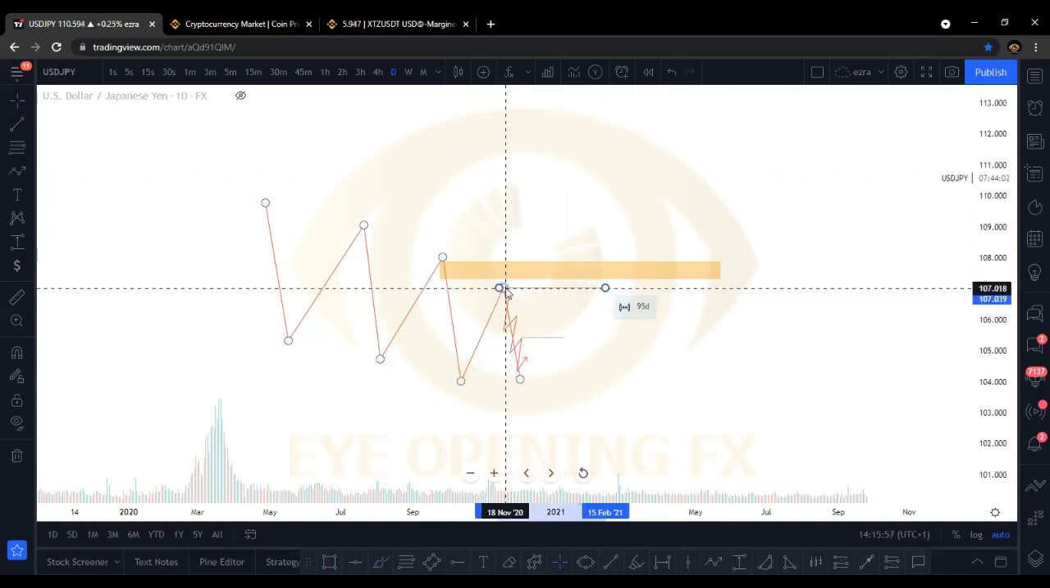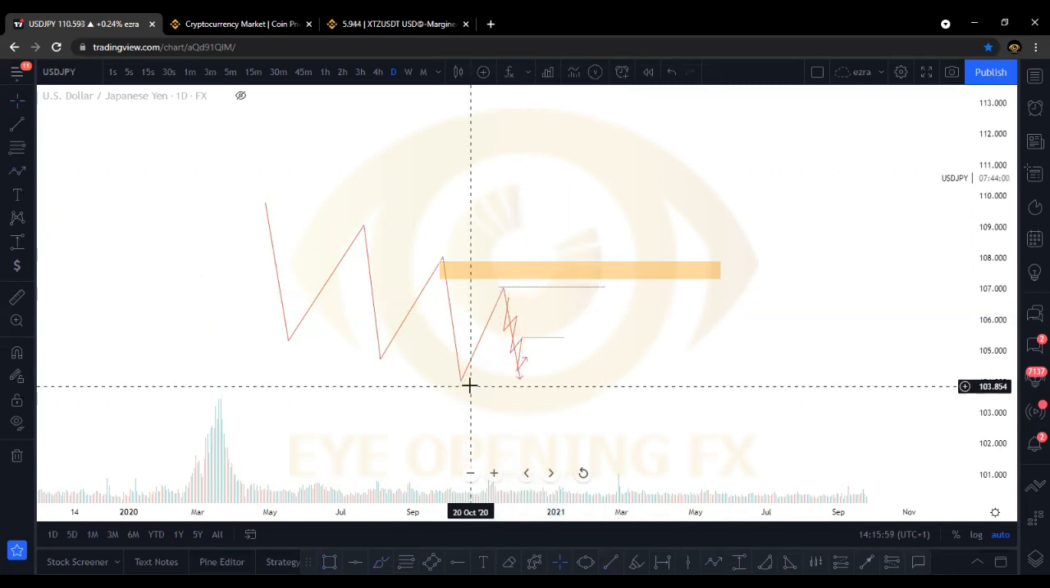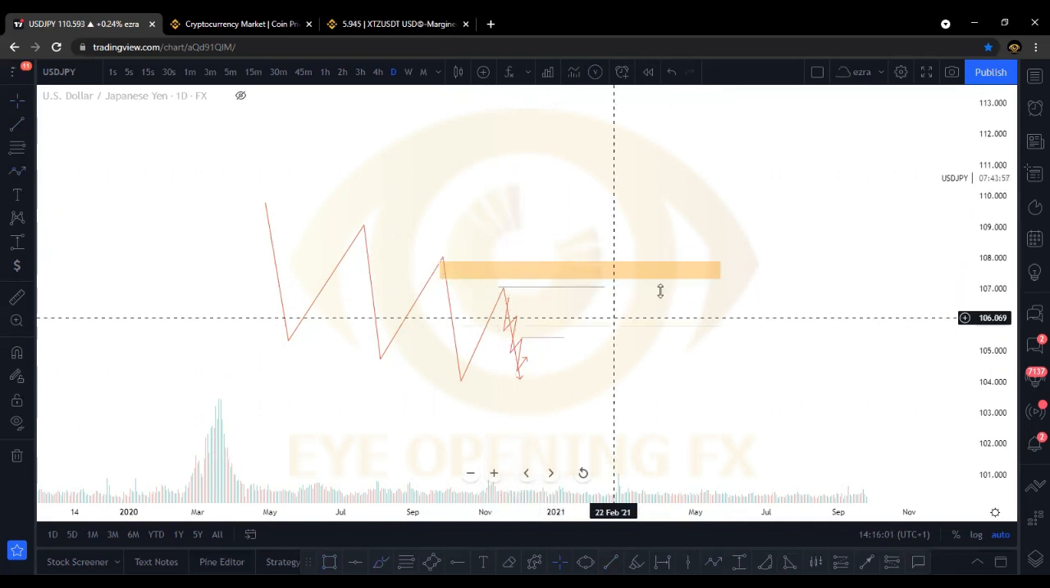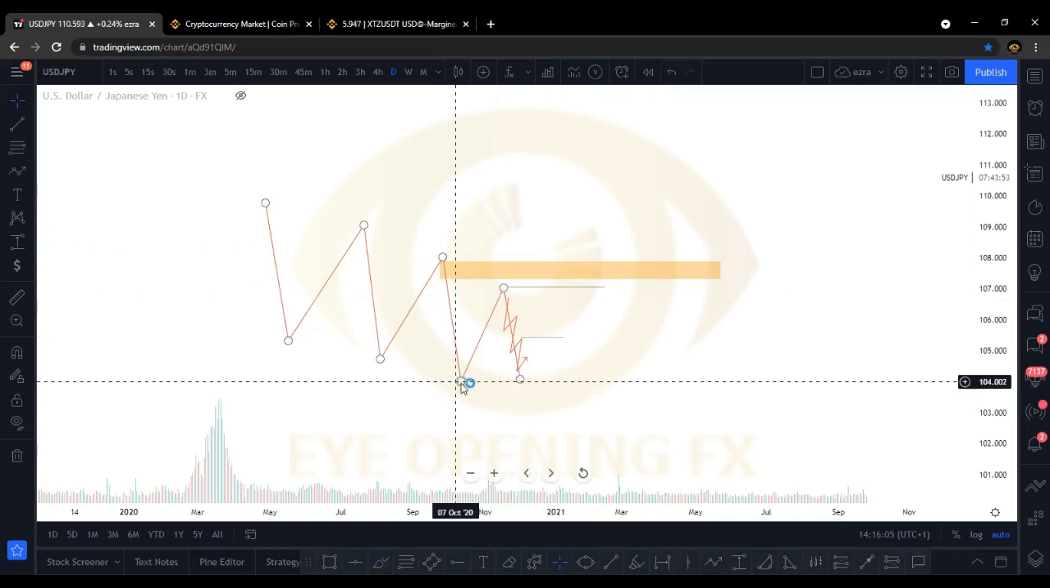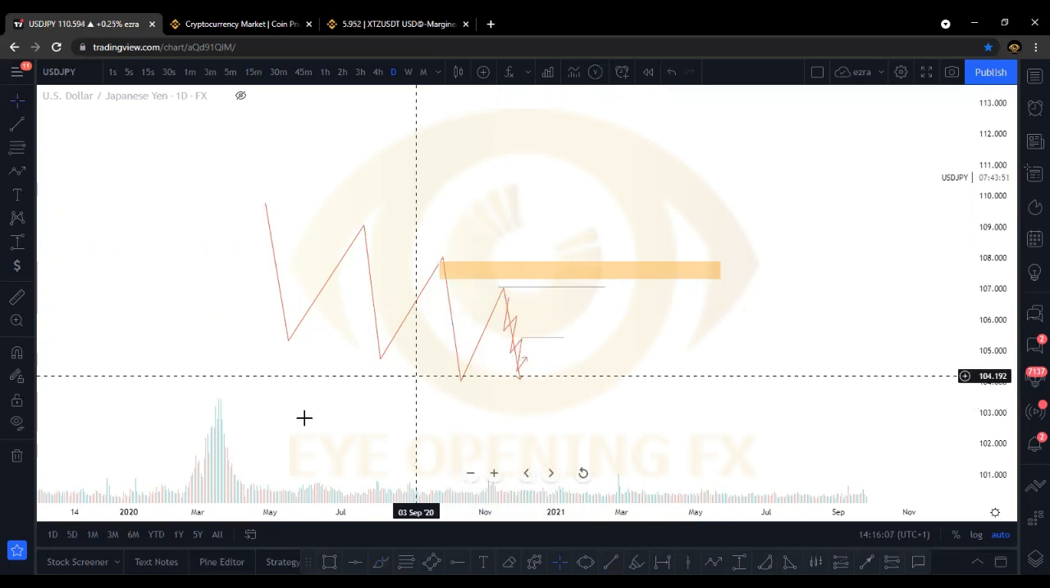So this high failed to create a lower low. That is what we call a weak high. It has not yet created a lower low. So it's a weak high.